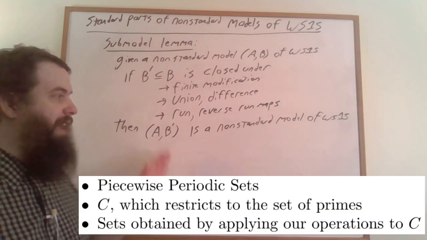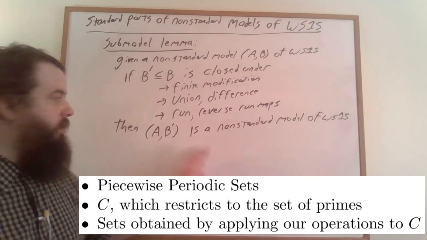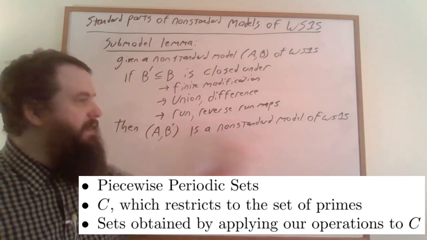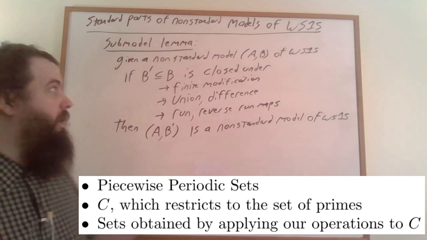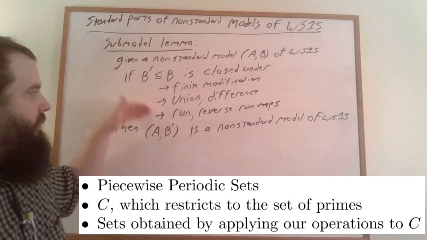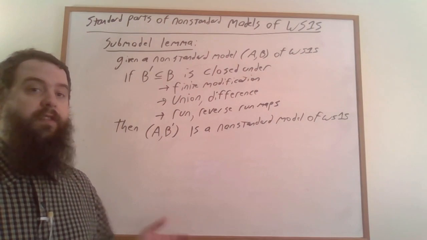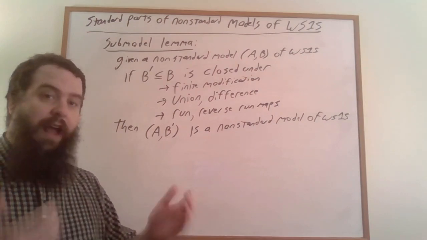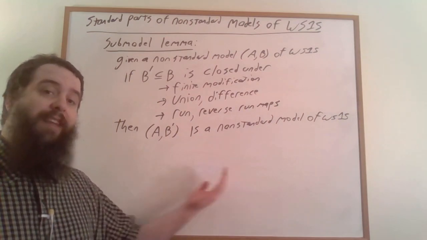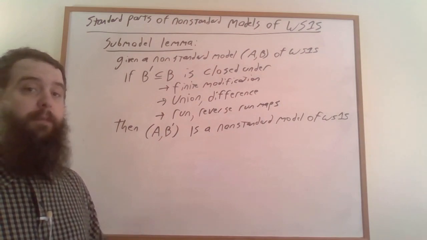It's just going to contain the few elements that have to be there, and then our one new set that restricts down to the primes, and then only the things that need to be in there because that new set is in there. Specifically things that can be gotten from it by finite modification, union, difference, run and reverse run maps. And of course, there's nothing special about the prime numbers in this construction. We could take any set of natural numbers that we want and toss in, using a compactness argument, a set that projects down to that set of natural numbers. We can even toss in many of these sets at the same time.